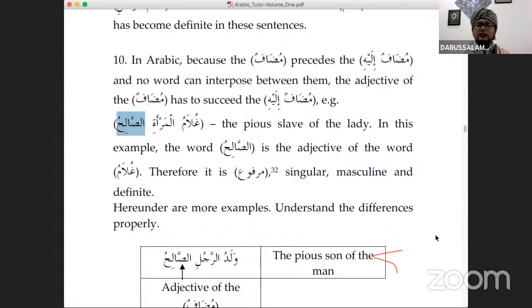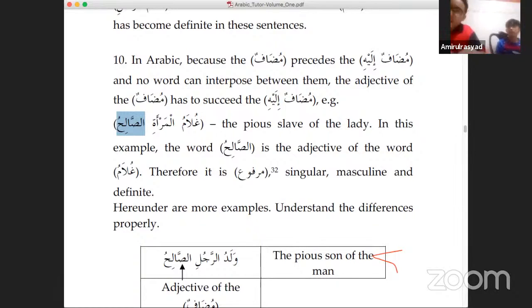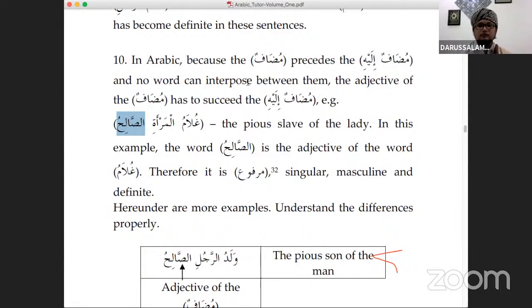Nak ulang dari nombor 1? Apa tu? Rashad? I do not understand. Nak ulang balik ke? Yeah.